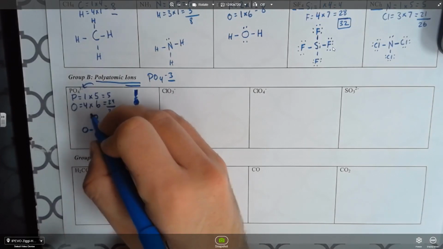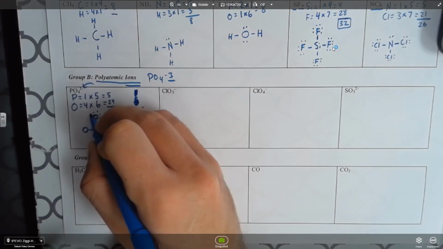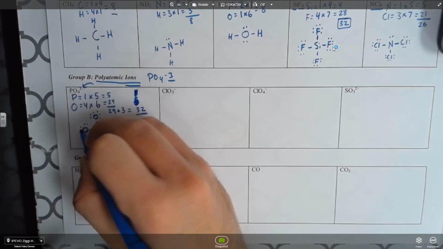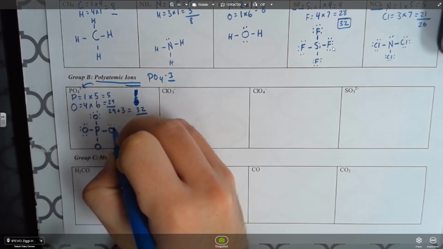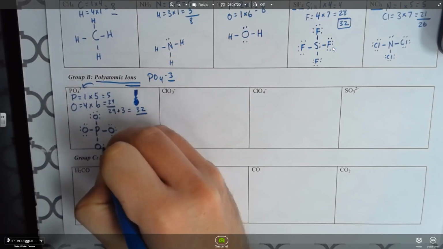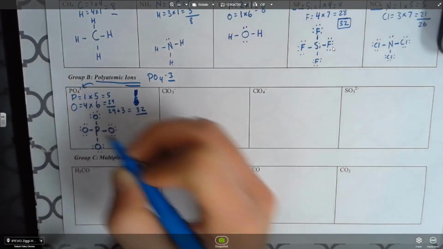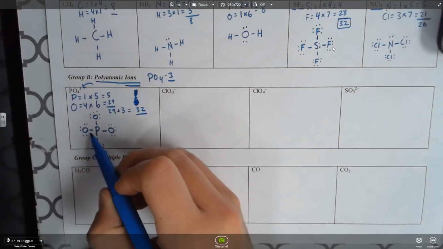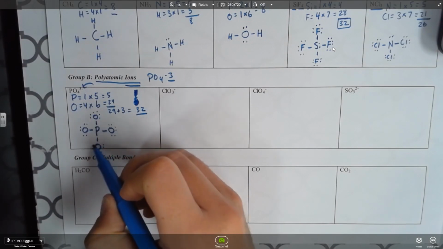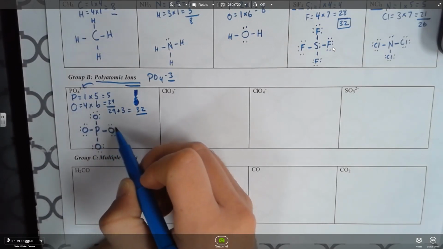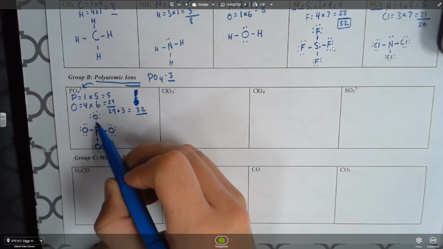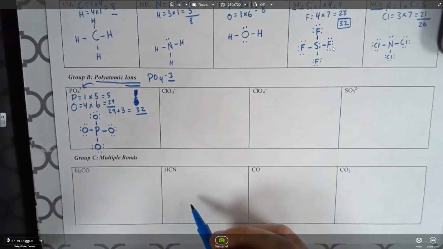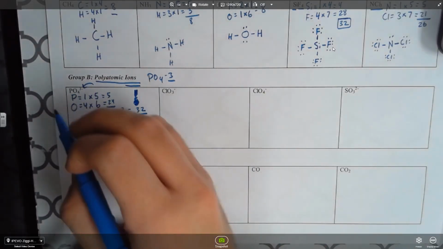So we're going to add that in the form of pairs of dots, okay? Until all of these have 8. And then we need to count and see if we are doing it correctly, if it adds to 32. So let's do that. 2, 4, 6, 8, 10, 12, 14, 16, 18, 20, 22, 24, 26, 28, 30, 32. It does add to the 32. Okay, so this is correct.